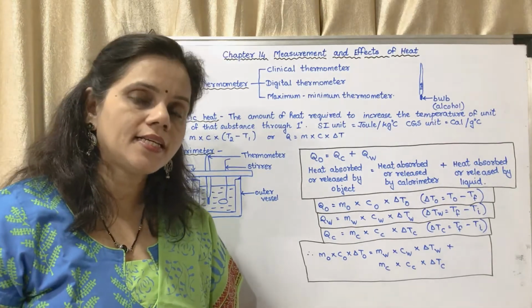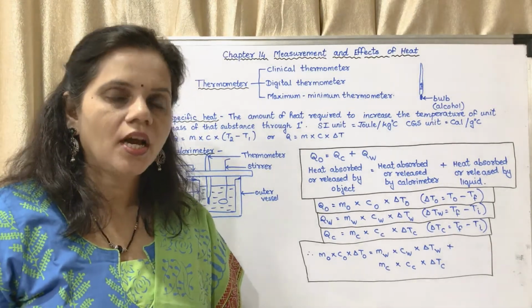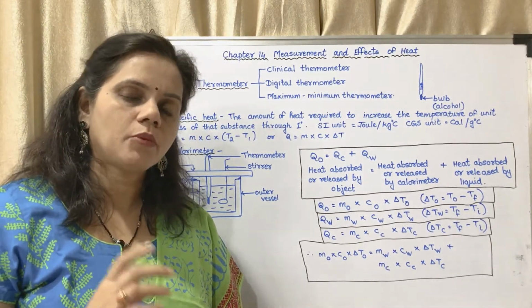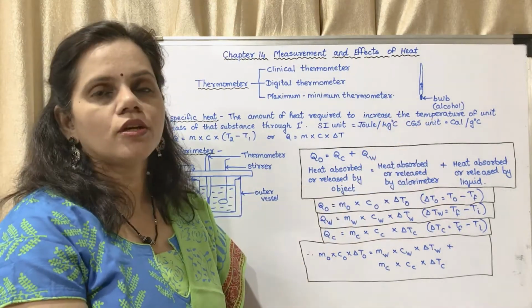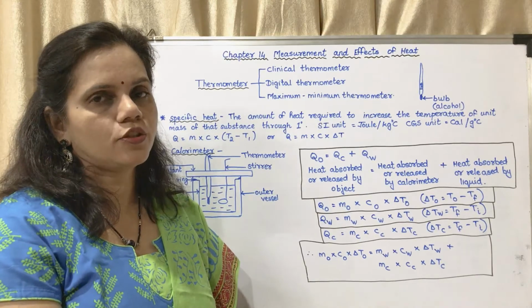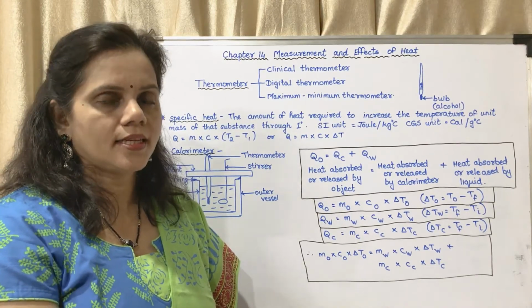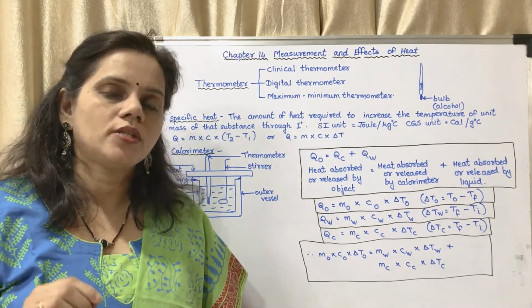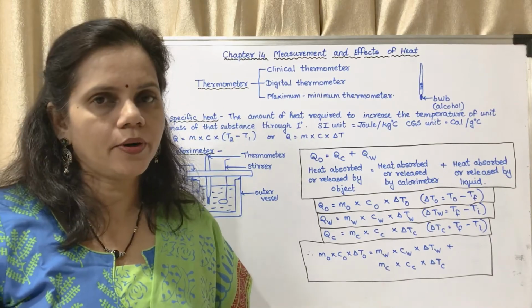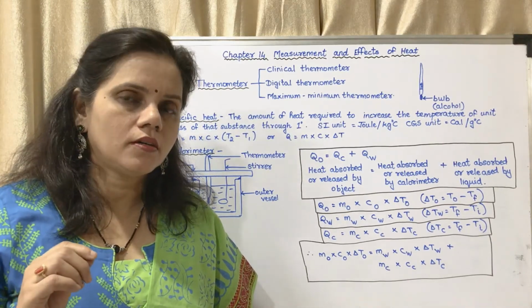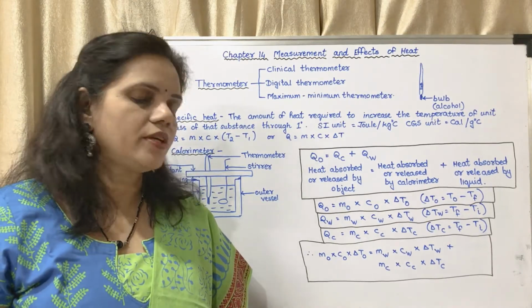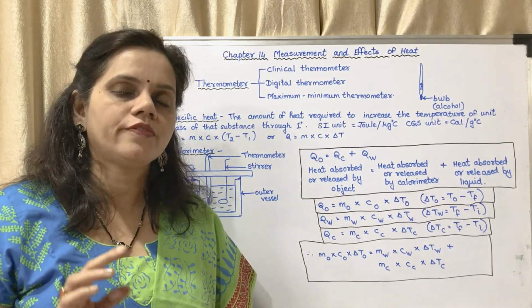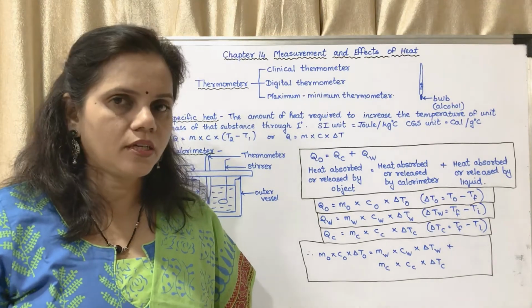So what is C? C is specific heat. How will you define it? It is the amount of heat required to increase the temperature of unit mass of that substance through 1 degree Celsius. This definition is very important, and the value of specific heat of copper and specific heat of water is the most frequently asked objective question.